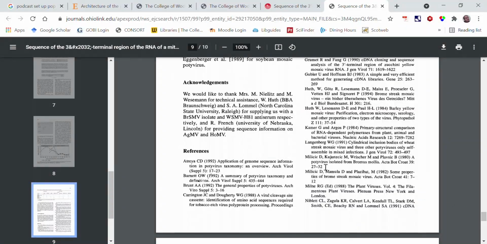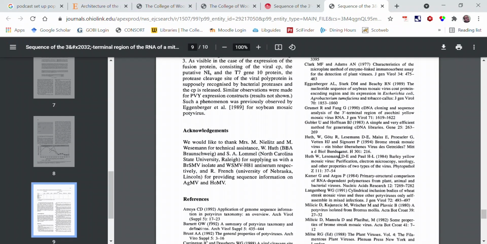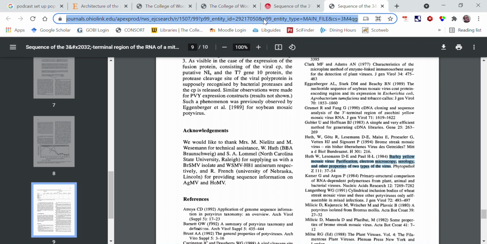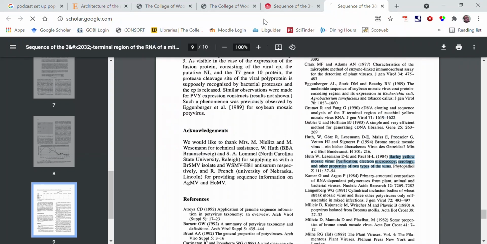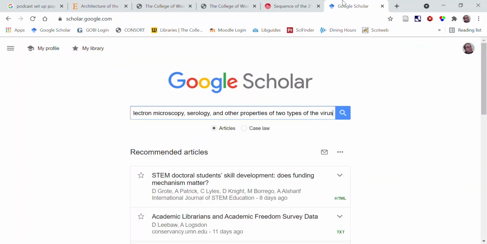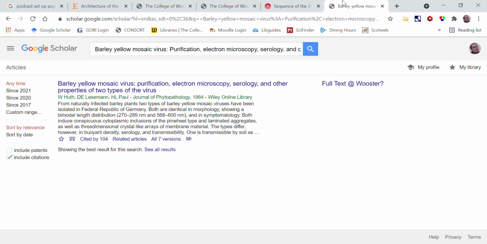If you're like me at this point, if you're thinking about where I was, this is a somewhat ridiculous process, going back into this and trying to find all this stuff. But: barley yellow mosaic virus purification electron spectroscopy. So let's go back to, once again, our good friend Google Scholar. Google Scholar is excellent at finding a specific article if you know the full title. That's why I keep using it, because it's very easy and unclunky.